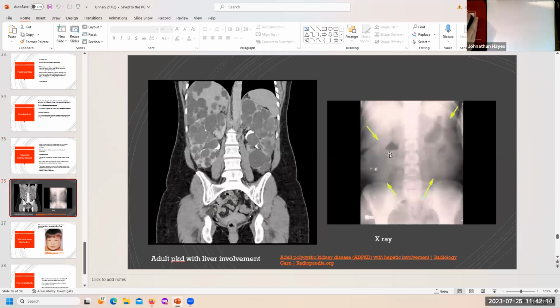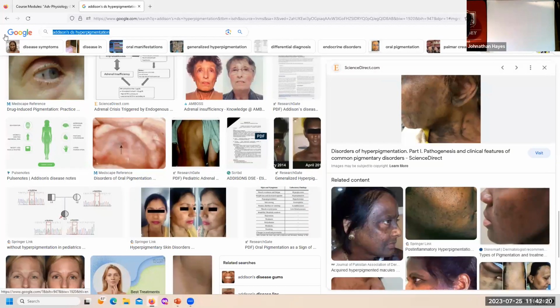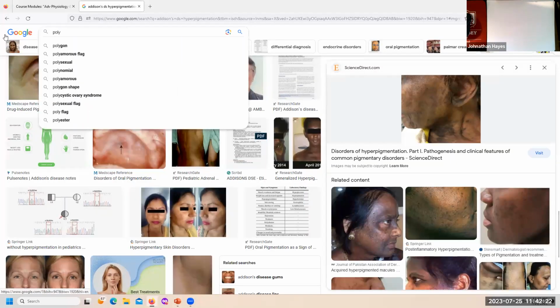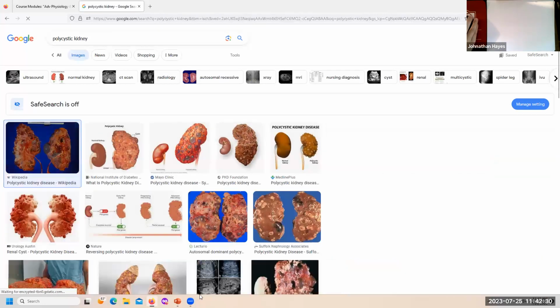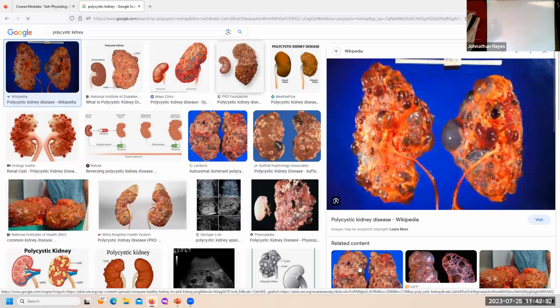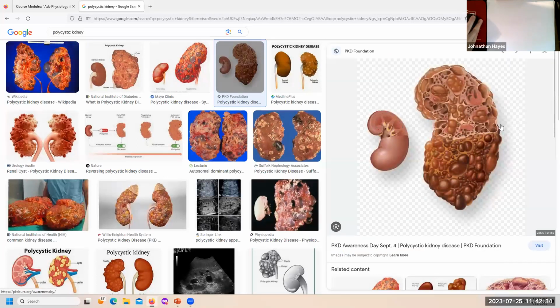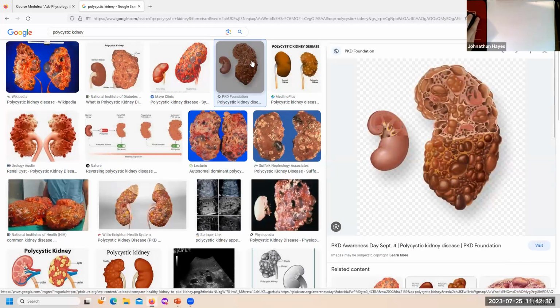Sometimes it's seen on an X-ray where you have these very enlarged kidneys. In the real world, polycystic kidney kind of looks like something off a horror movie. Just very lobular looking. Look at that. Isn't that wild? So you can imagine. So here's a normal sized kidney. Here's a polycystic kidney. Isn't that crazy?